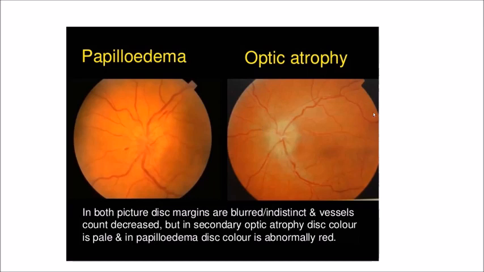Dr. Saida, what do you find? Is the margin blurred? Mahbub, this is blurred margin. Yes, sir. Margin is blurred. So it is actually the sequel of this papilloedema. So this is secondary optic atrophy. Secondary optic atrophy. Good.